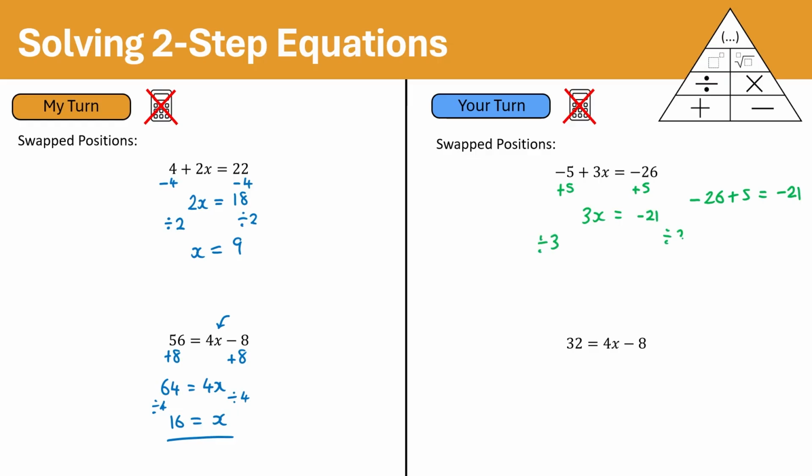I'll do that really quickly. On the left-hand side, I've got x. On the right-hand side, 21 divided by 3 is 7. So -21 divided by 3 is -7. And the next example, we'll add 8 to both sides. On the left-hand side, that gives me 40. On the right-hand side, that gives me 4x. I'll then divide through by 4. On the left hand side, that gives me 10. And on the right hand side, that gives me x. So my answer is x is equal to 10.